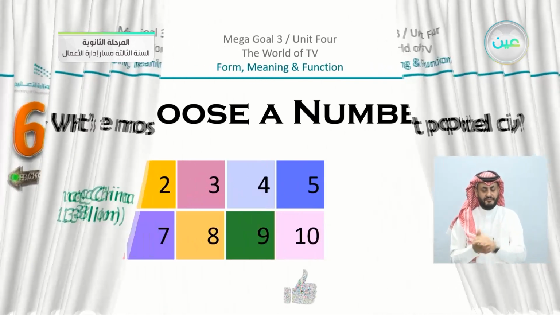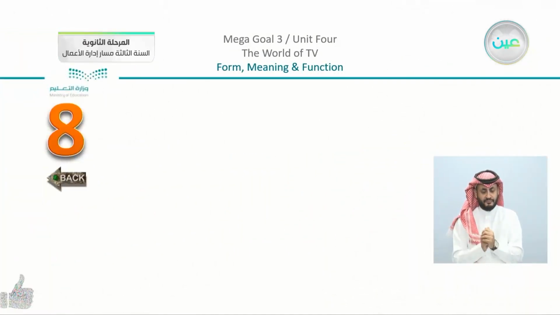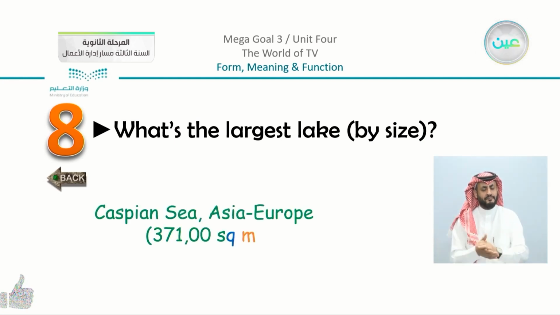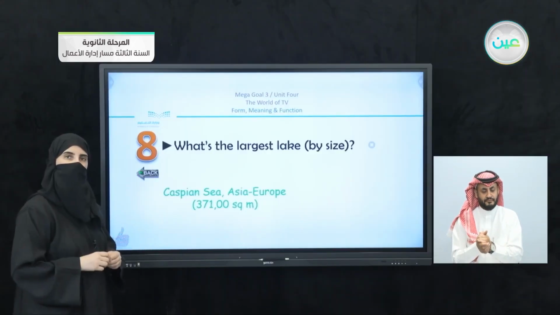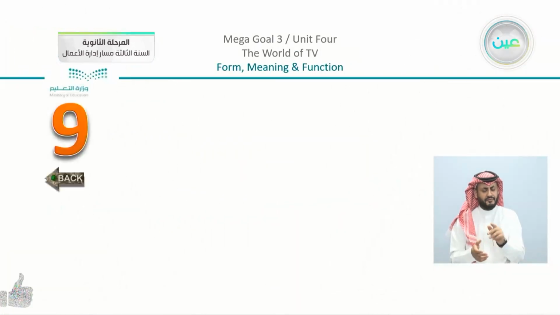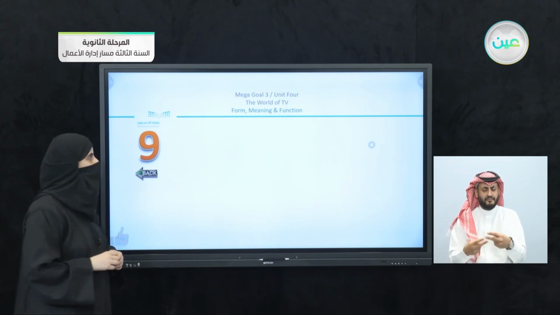Going back, we have here, let's choose this time 8. We can see that we have here, what's the largest lake by size? We have here, for example, okay, so we have here in Asia, Europe, there is the largest lake. So we have here, these are just examples. You can see that all of the questions, and you can also add the sentences in the superlative.